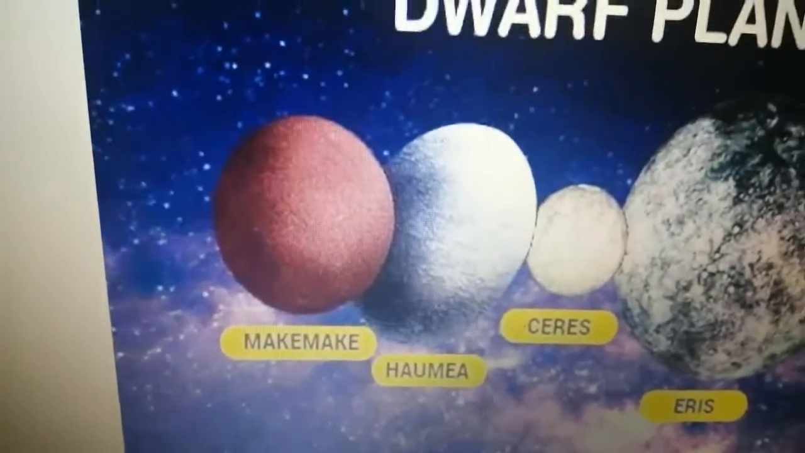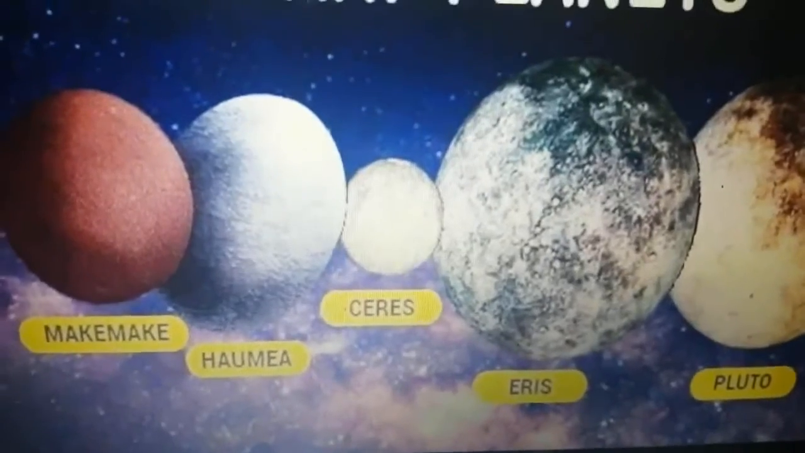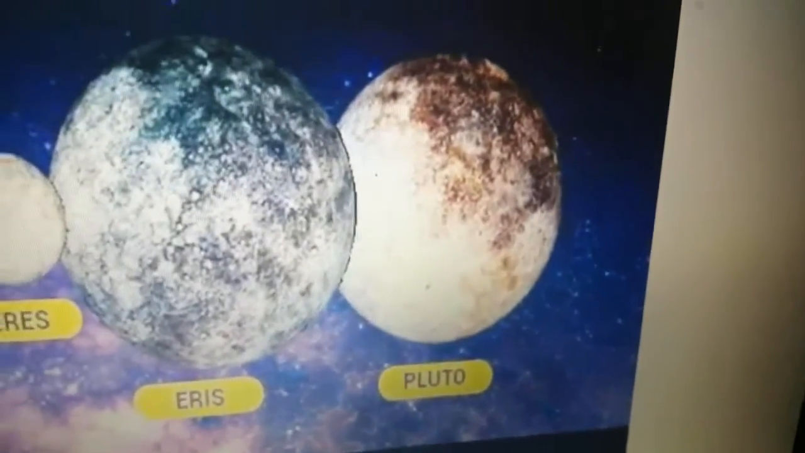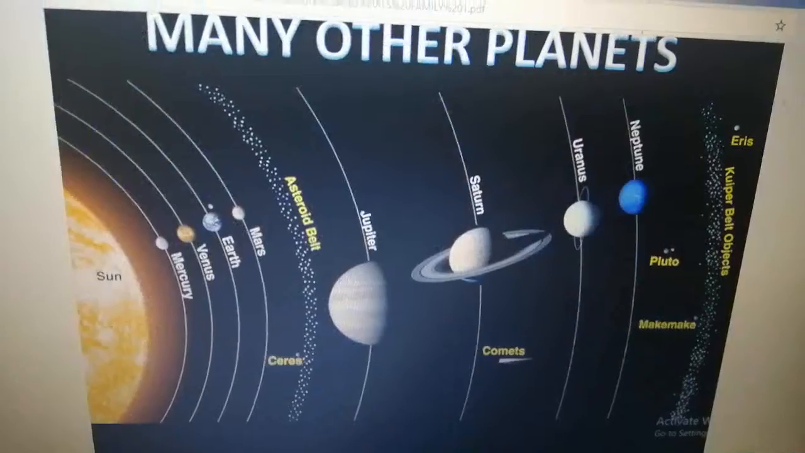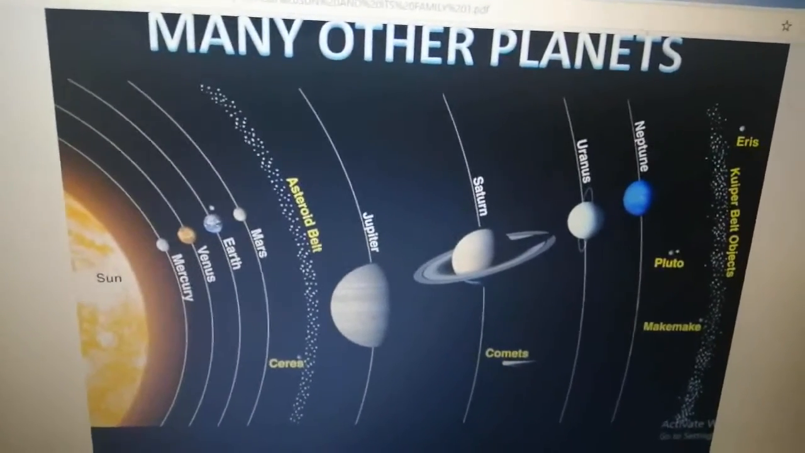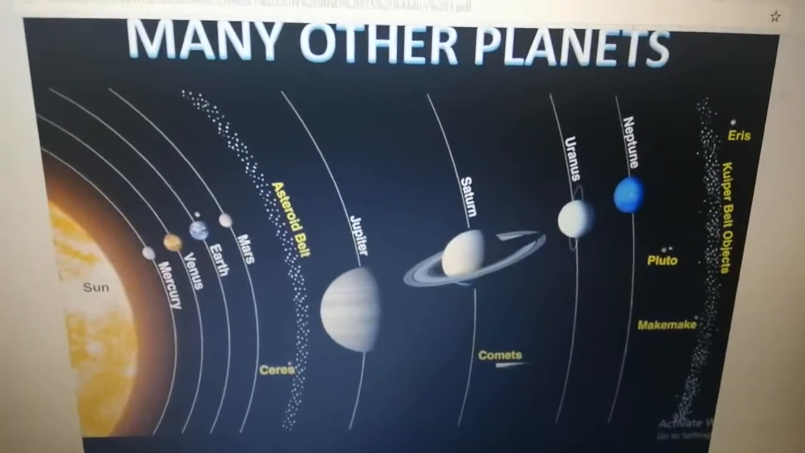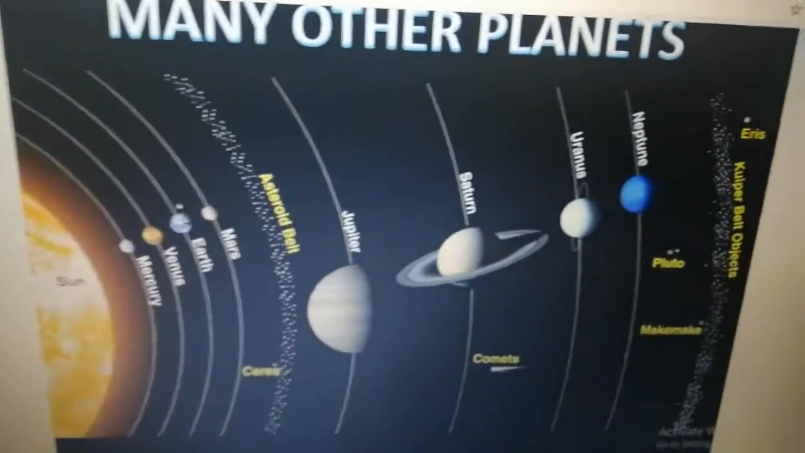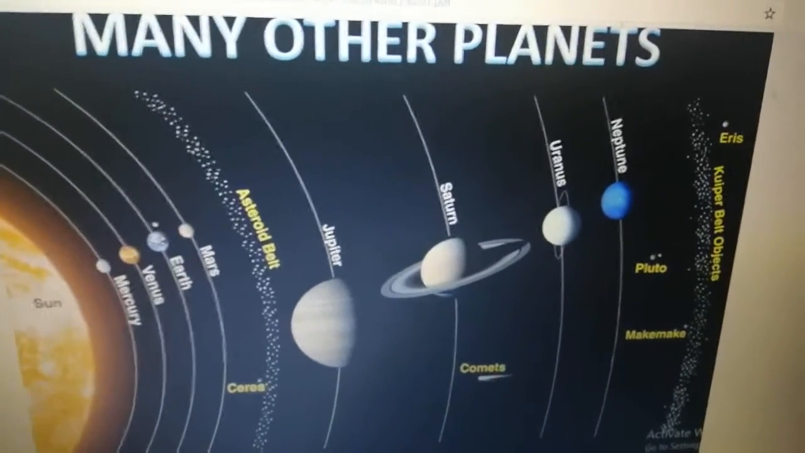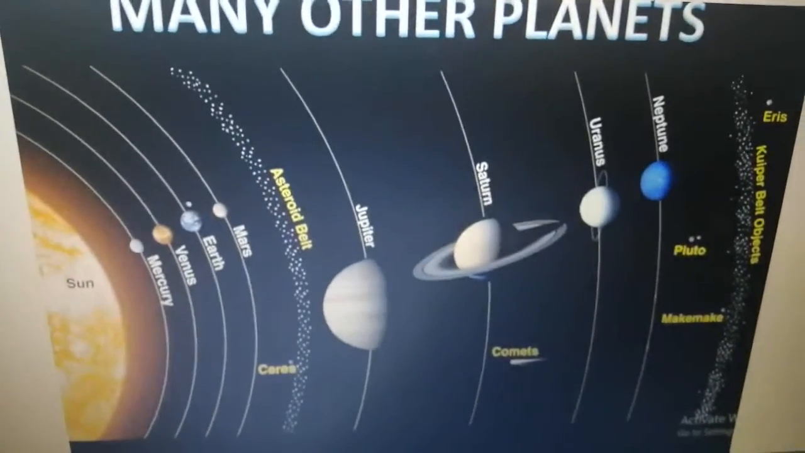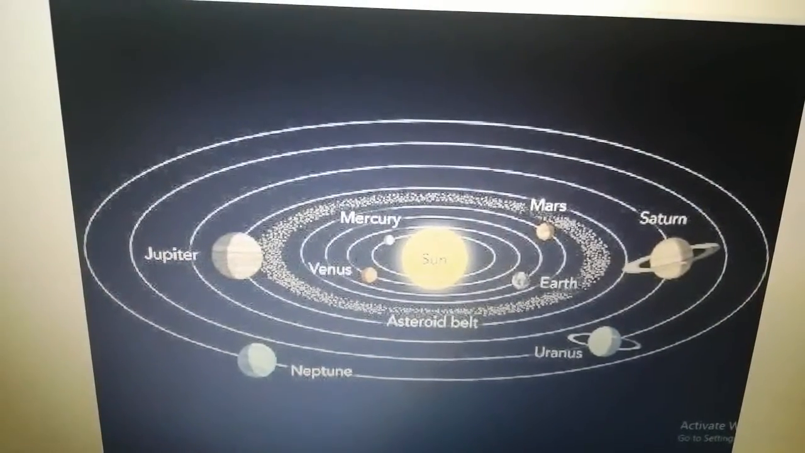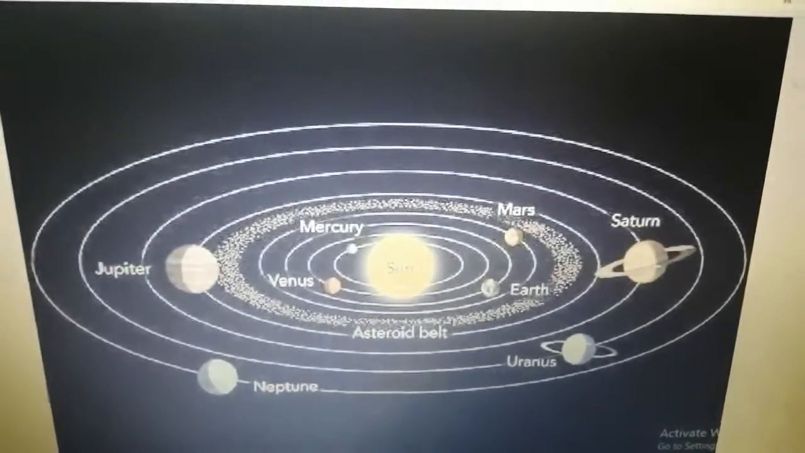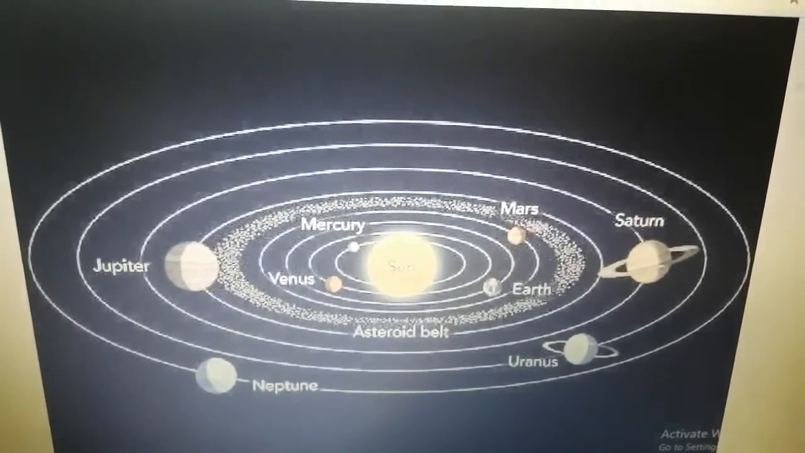Makemake, Haumea, Ceres, Eris, and Pluto. Now I just wanted to tell you that never ever will you find planets lined like this one after the other. The actual arrangement is like this. They all are moving around the sun.